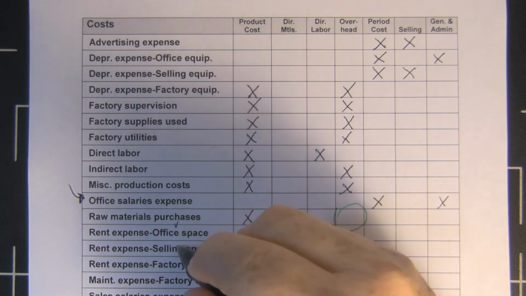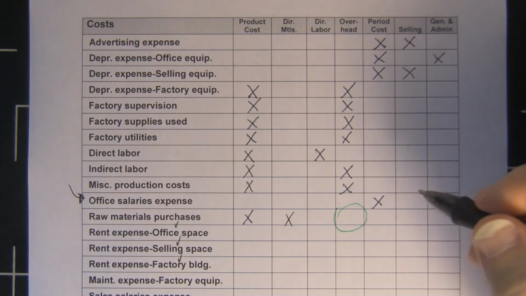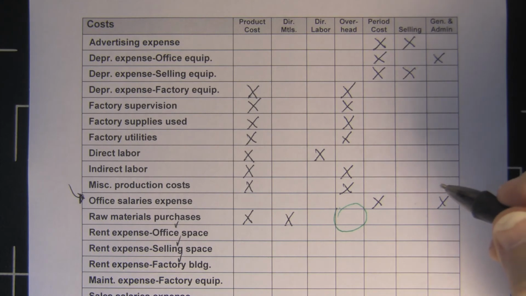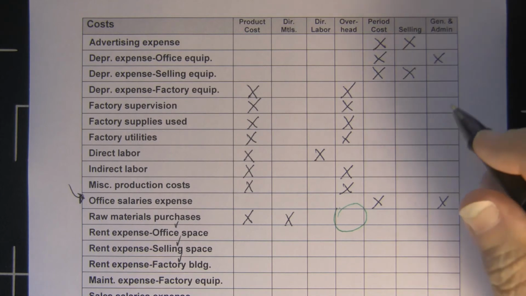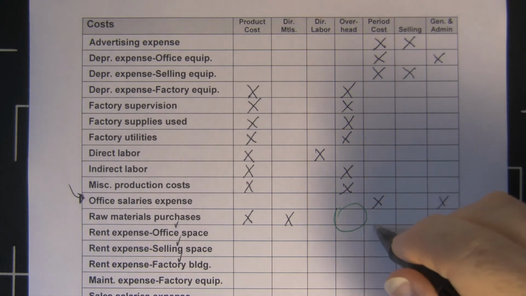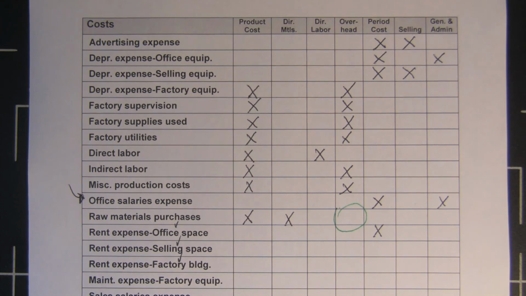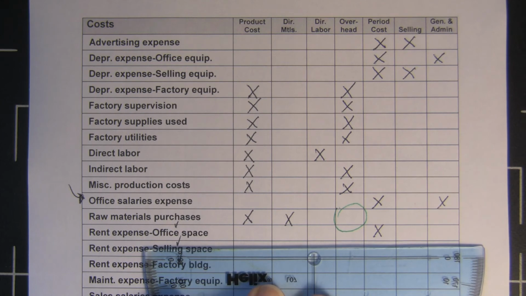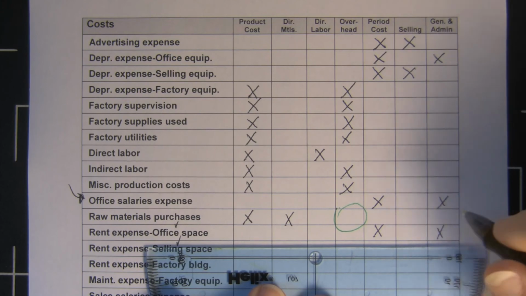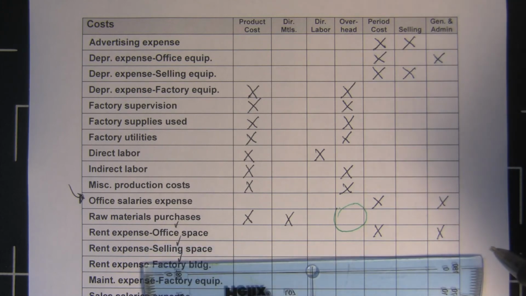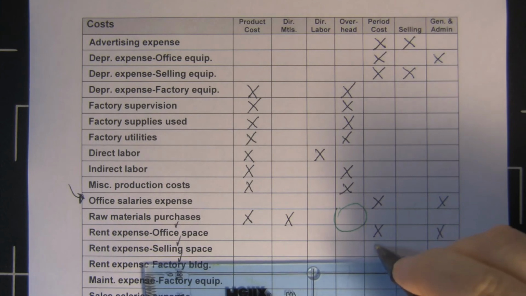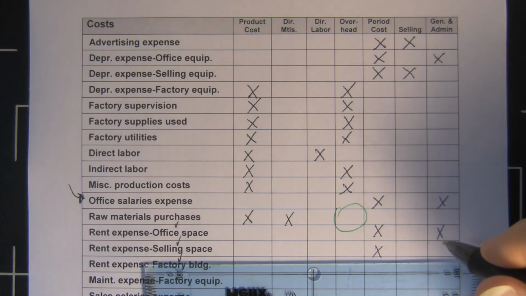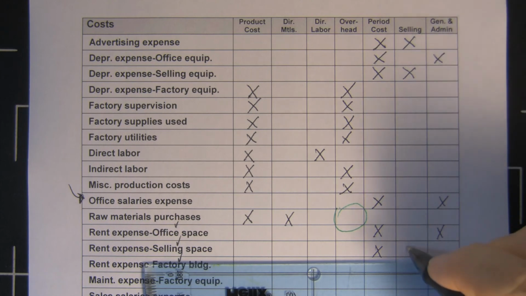Okay, rent expense. We have to take a look at office, selling, and factory. That's what we have to consider. So, rent expense for the office is an administrative expense. And I need to get my protractor because I'm starting to lose my lines here. So that's office space, and that's general and administrative. The next one is rent expense selling. That's also a period cost, an income statement cost, but that would be a selling expense.